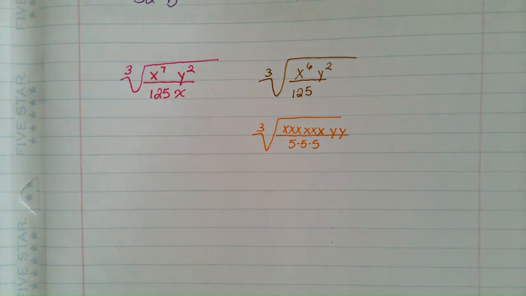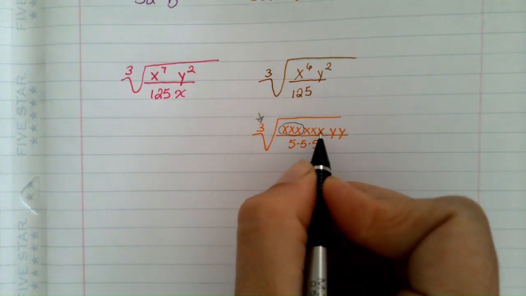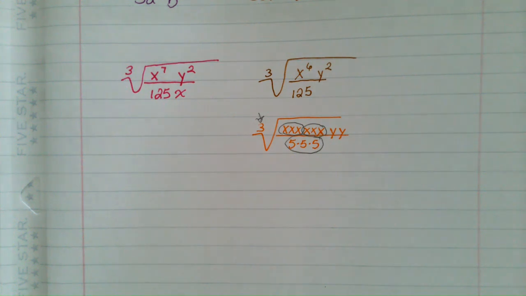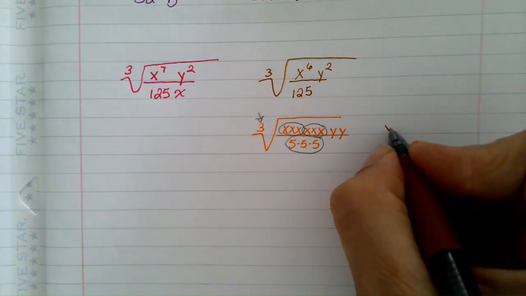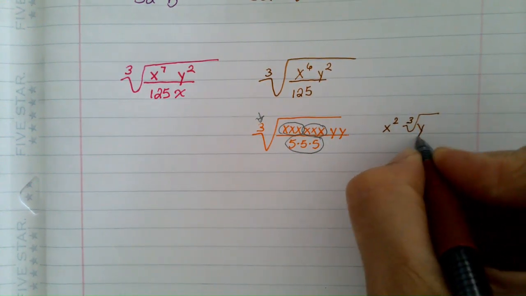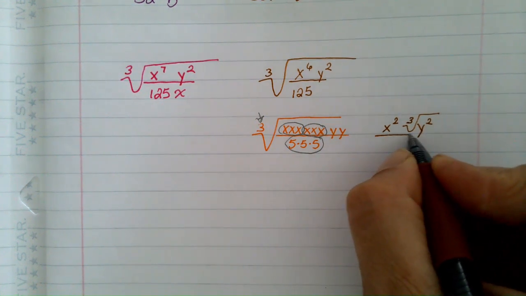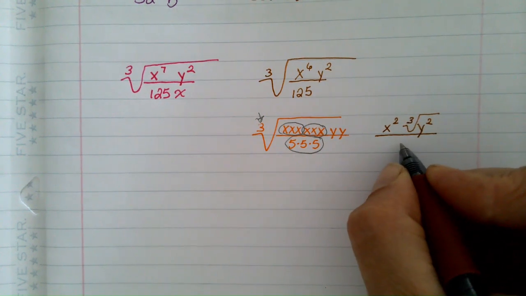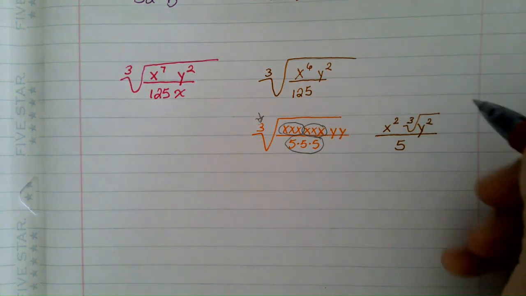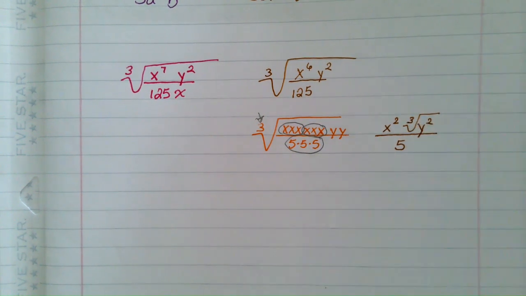Okay, our index is 3. We're circling groups of 3. So here's this in the numerator, and this in the numerator, and this in the denominator. So our final answer will be x squared, the third root of y squared, because they didn't have partners. They were left over in the basket when we folded socks, and a group of 5s on the bottom. I don't need to worry about absolute values because this is an odd index.